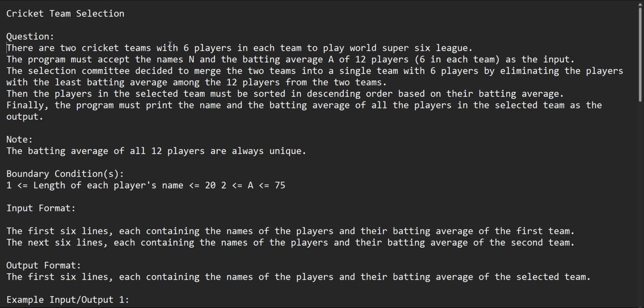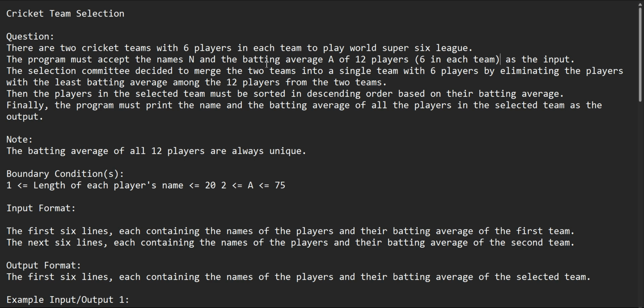In the question, there are two cricket teams with 6 players in each team to play World Super 6 leagues. The program must accept the name N and the batting average A of 12 players. There are two teams, and for each team there are 6 players, so totally 12 players. Our input is, for each person in the team, we have to get the name and batting average. That's our input task. So for 12 players, we need to get the input like that.